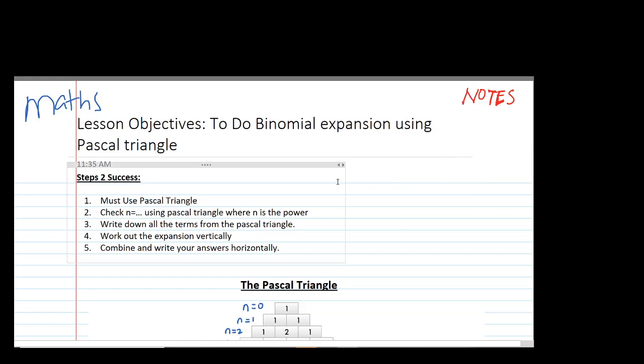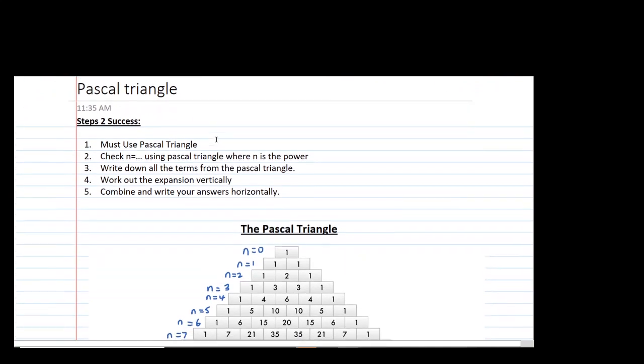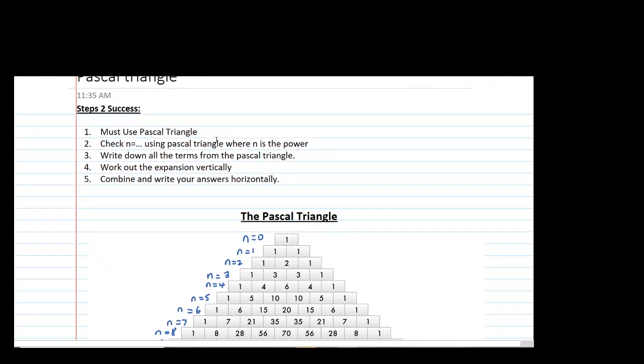Hi, in this video we are going to learn to do binomial expansion using Pascal triangle. So the steps to success: Step 1 is that you must use Pascal triangle. Step 2 is to check n using Pascal triangle, where n is the power. Step 3 is to write down all the terms from the Pascal triangle. Step 4 is to work out the expansion vertically. And step 5 is to combine and write your answers horizontally.